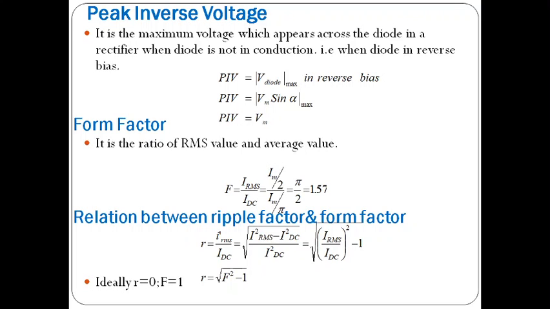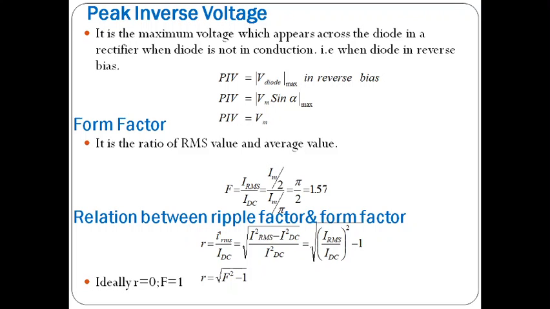What is the voltage drop across the diode? It is the maximum voltage drop in reverse bias. We already know V diode equals Vm sin alpha, in reverse bias. The maximum occurs when alpha equals 90 degrees. Now the peak inverse voltage equals Vm. When you apply more than Vm voltage, the diode may get damaged. Clear? After the peak inverse voltage, the diode enters the breakdown region, which means the junction may get damaged.